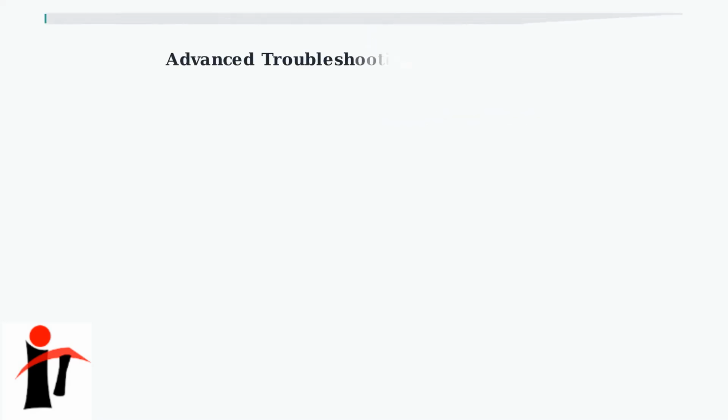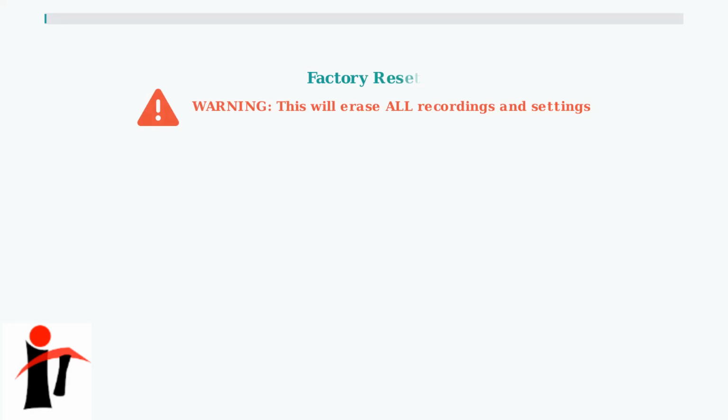When basic fixes don't resolve your YouView app issues, advanced troubleshooting techniques can help restore proper functionality. These methods require more time, but often provide permanent solutions. The factory reset is the most comprehensive solution for persistent app problems. This process completely wipes your YouView box and restores it to original settings, often resolving deep-seated software conflicts.